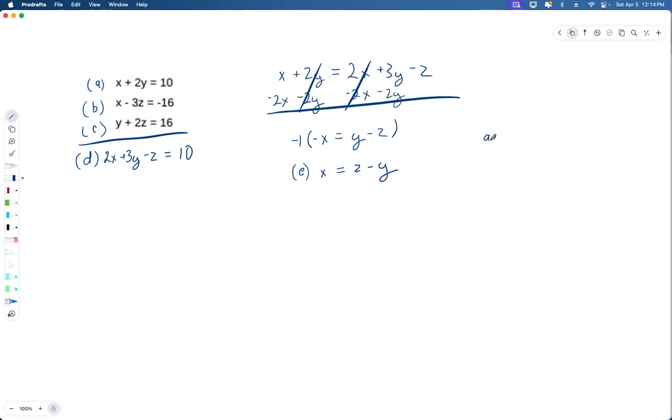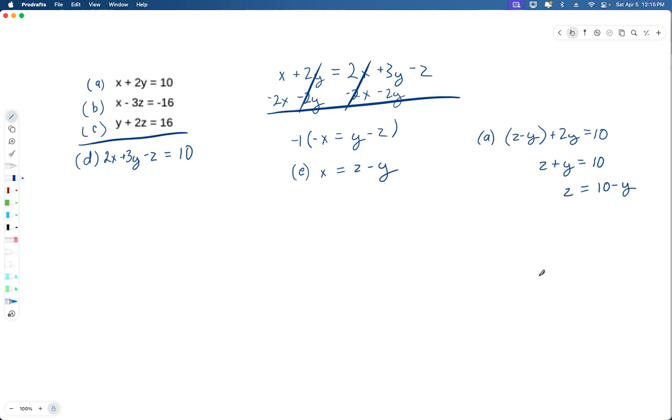I'm going to take A and I'm going to substitute in E. So that's going to be for x. That's going to be z minus y plus 2y is equal to 10. So that means z plus y is equal to 10. So that means that z is equal to 10 minus y. All right, so that's another equation, another substitution that I can find.